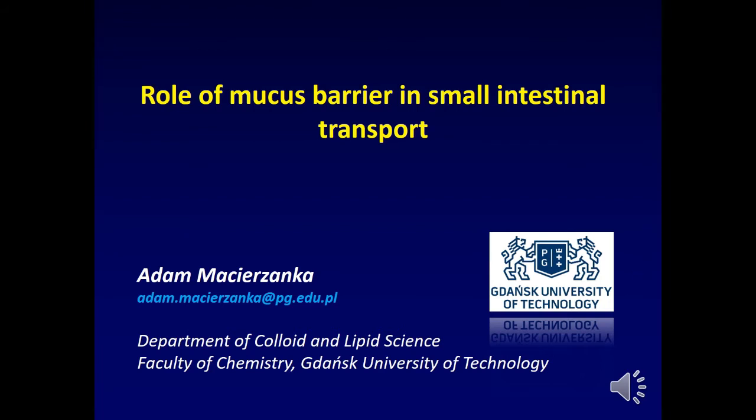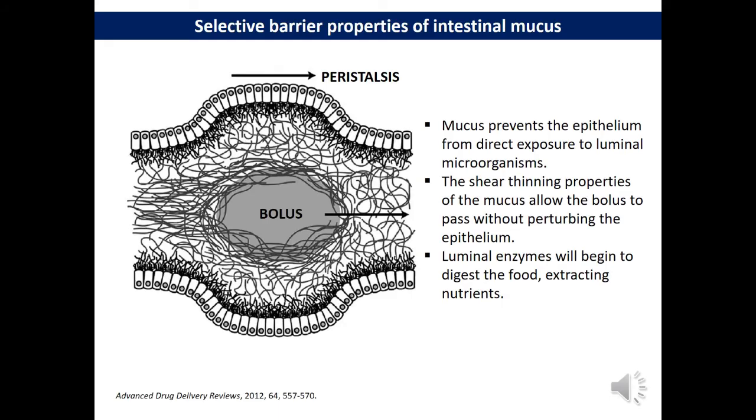I have a pleasure to give you a brief overview on the role of mucus barrier in the transport of nutrients and particles in the small intestine. The mucus in the small intestine covers the surface of mucosa. It's a selective barrier. It can prevent the epithelium from direct contact with microorganisms, including pathogens. It also lubricates the passage of food during the digestion in the gut.